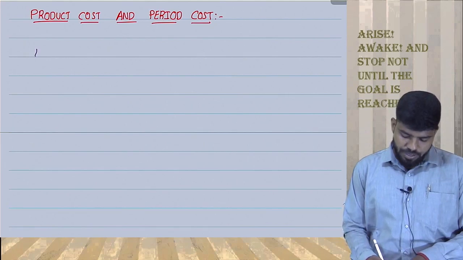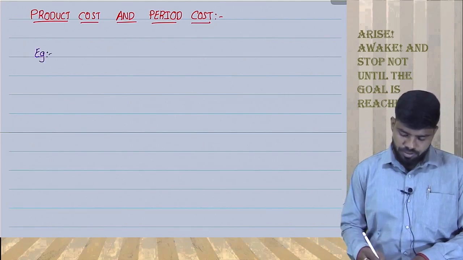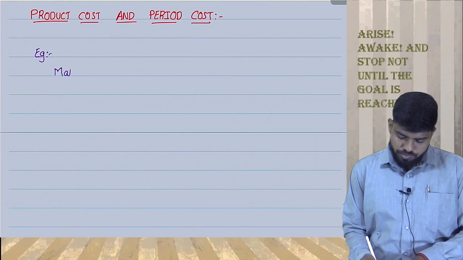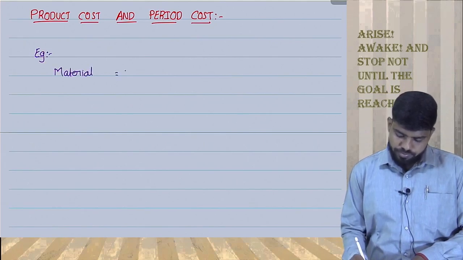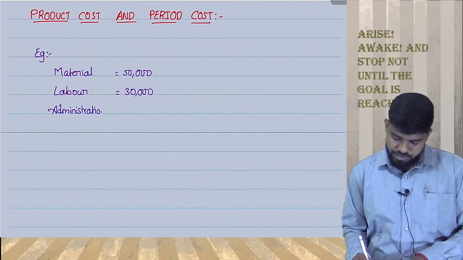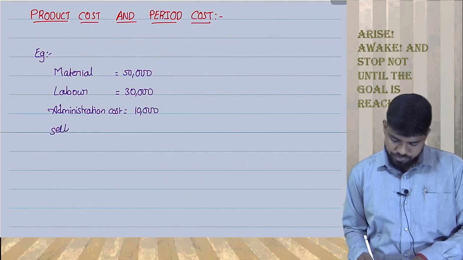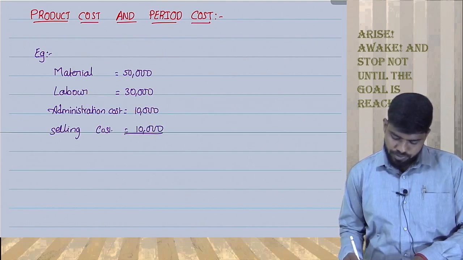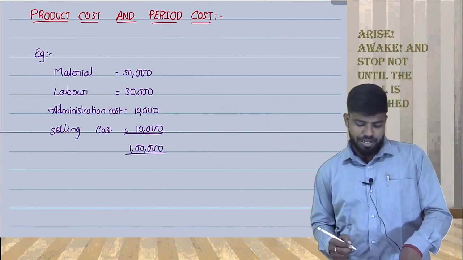See here, I'm taking one example. Material 50,000, labor 30,000, administration cost 10,000, selling cost 10,000, totally it comes to 1 lakh.